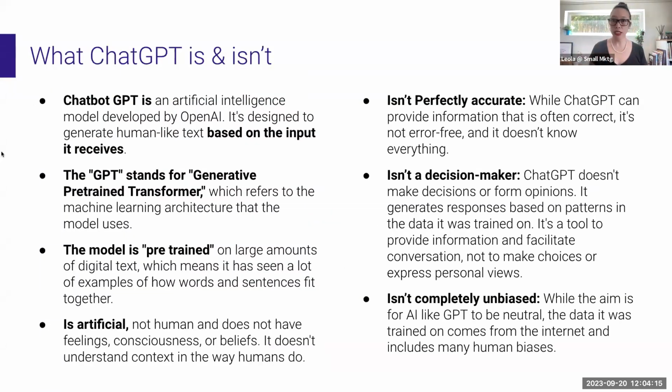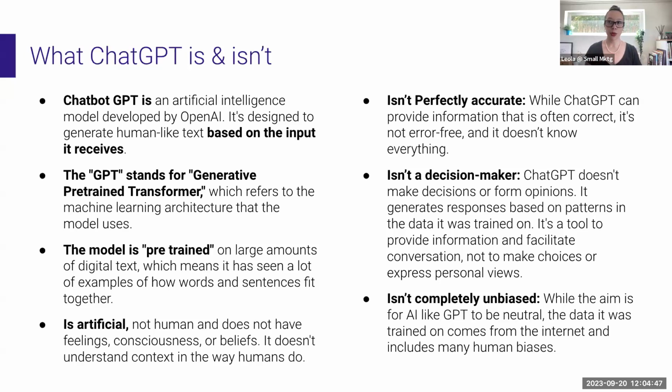Okay, there's a lot of text on this slide, I know that. What ChatGPT is and isn't. On the left-hand side, we have what ChatGPT is. Fundamentally, it is an artificial intelligence model developed by OpenAI. That's the company name. And it's designed to generate human-like text-based outputs on the input that it receives. Now, the GPT stands for Generative Pre-trained Transformer, which is just a fancy name for saying that basically it collects lots of information and spits it out.